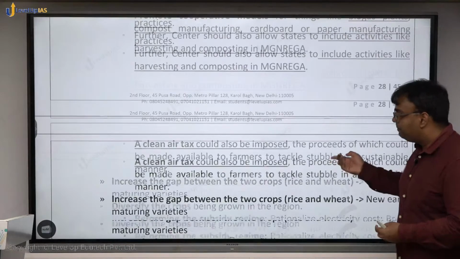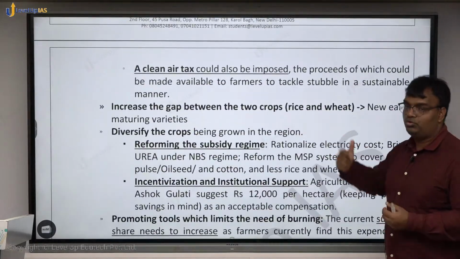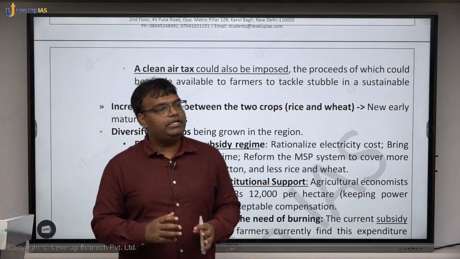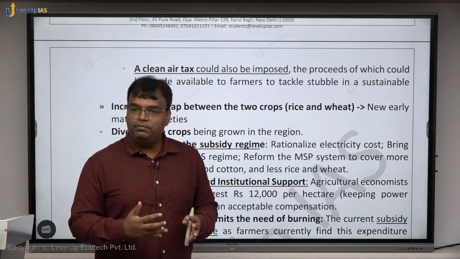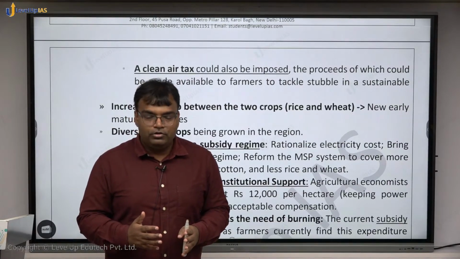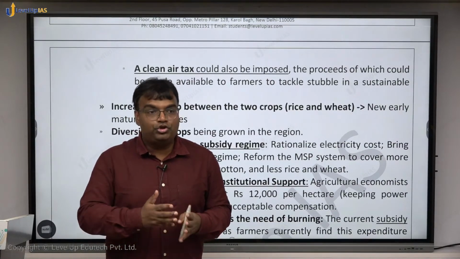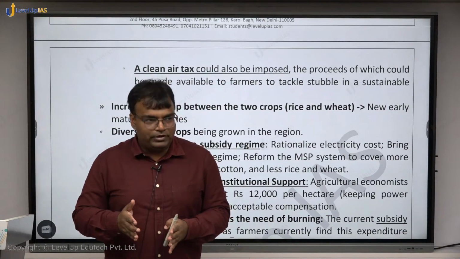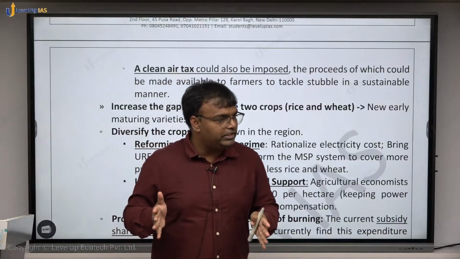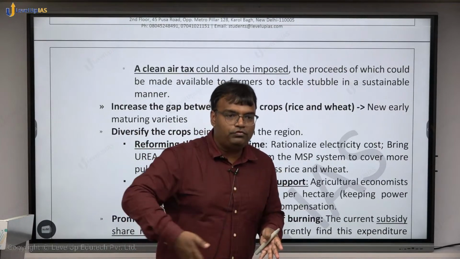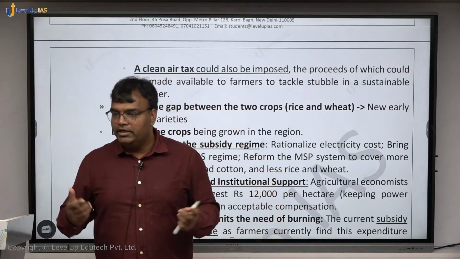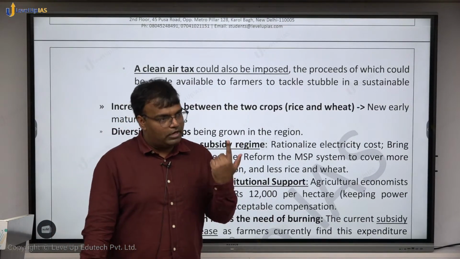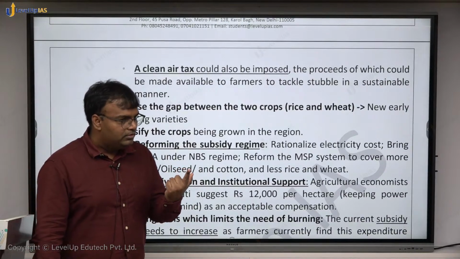Okay, then increase the gap between the two crops. Another solution could be that with the help of biotechnology we may develop rice crops which can mature much earlier. Rather than a gap of 15 days, if there's a gap of 30 days, the decomposition of the stubble can happen in the field only. It may increase the fertility. If this gap increases, that can be a solution. So increasing the farmer's income can be a solution.